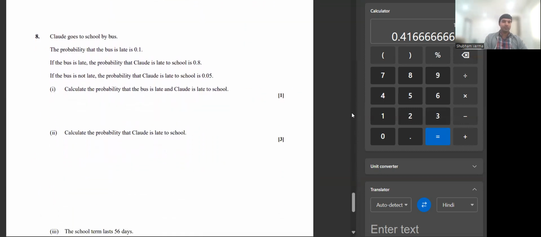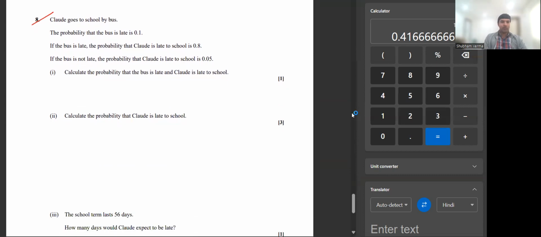Last question. Claude goes to school by bus. The probability that the bus is late is 0.1. Now, what is the experiment? Experiment is the bus is late. So there are two possibilities: either it is late or it is on time. So P of late is equal to 0.1, and P of not late would be 0.9. This is clear from the first statement.